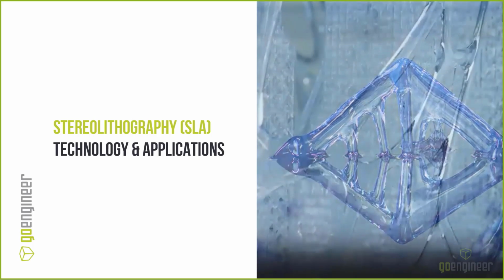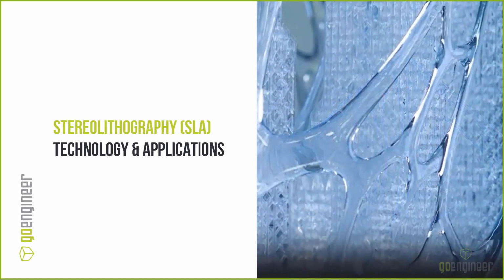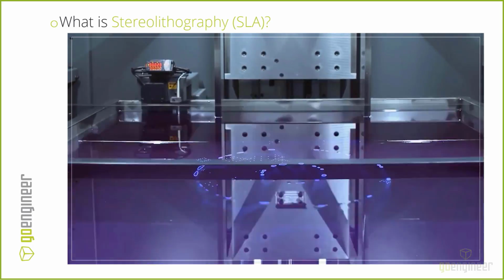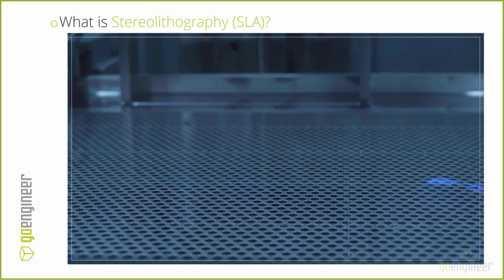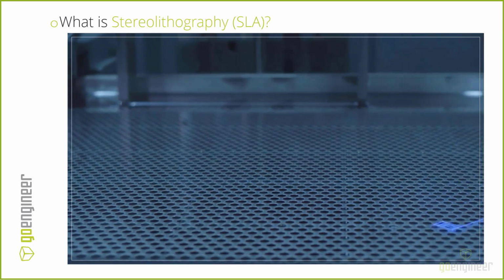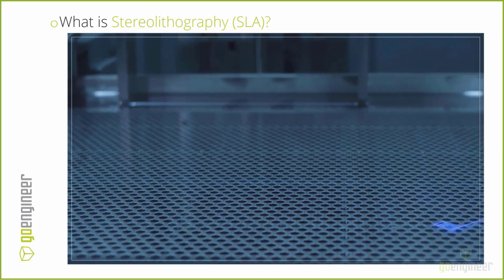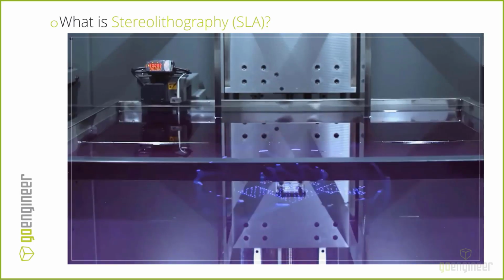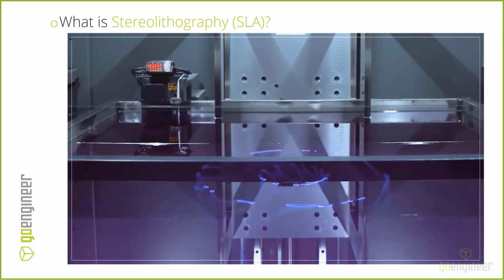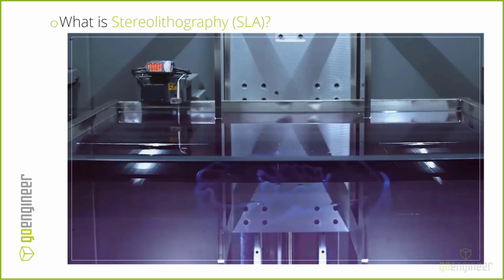Okay, so the next technology is actually the original 3D printing technology. This is stereolithography. Stereolithography is an additive manufacturing process that uses a vat of liquid ultraviolet curable photopolymer resin and a UV laser to build parts one layer at a time. For each layer, the laser beam scans a cross-section of the part's vectors and raster on the surface of the liquid resin.